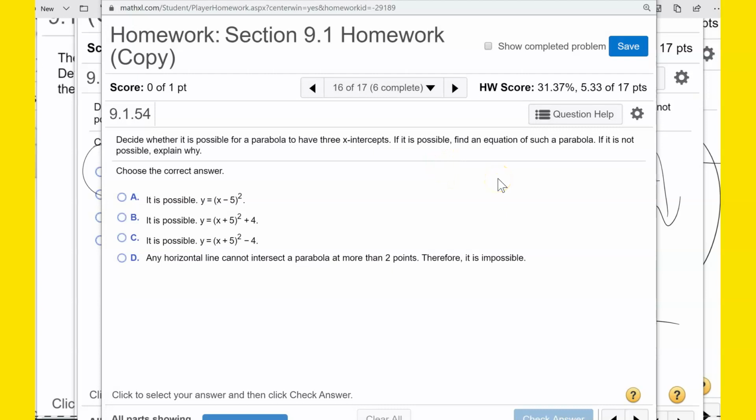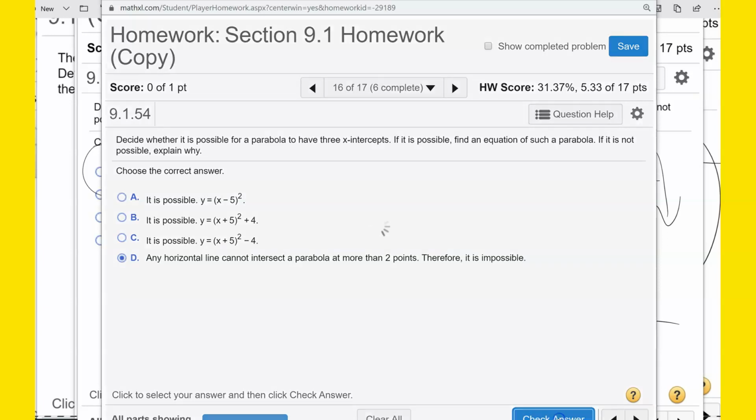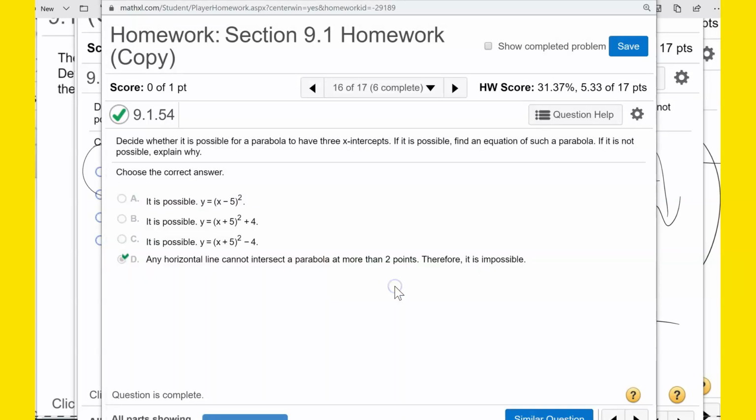Number 16. Decide whether it is possible for a parabola to have 3 x-intercepts. A parabola will never have 3 x-intercepts. It can only cross the x-axis twice at the most, because it can never turn again and go back down and hit it, or go back up and hit it. So it's not possible. So we're going to just choose choice D, move on.